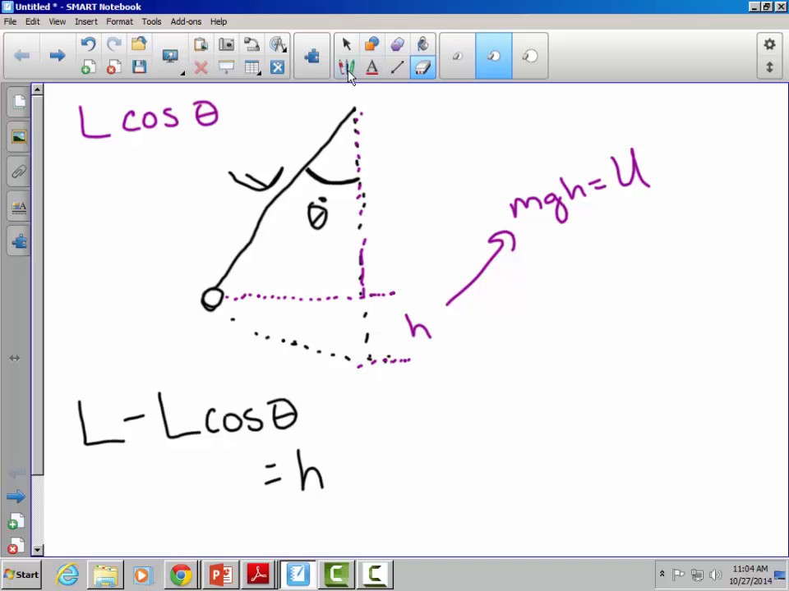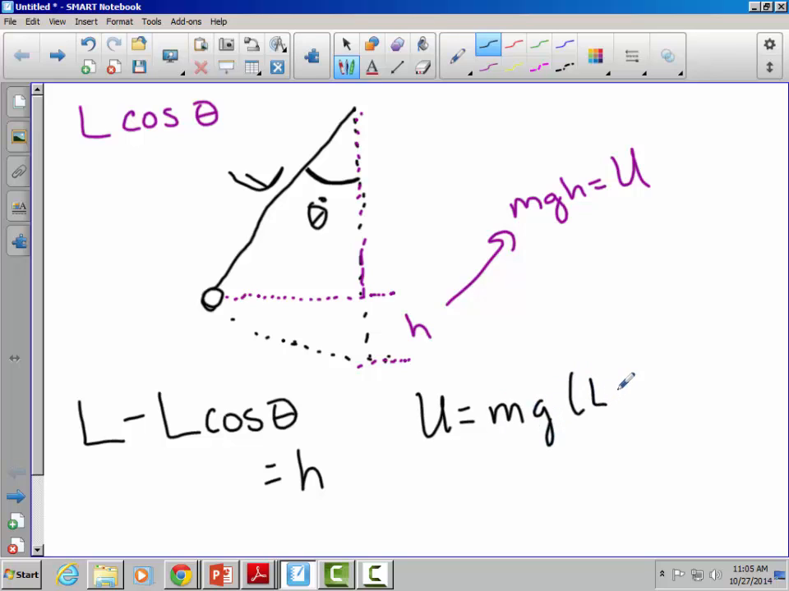So let's talk about energy transfers and just what's happening so we can come up with some expressions here. So the potential energy we said is mgh, it still is, but instead of h we're going to use this expression that we have for that. So U is mg times (L minus L cosine theta).